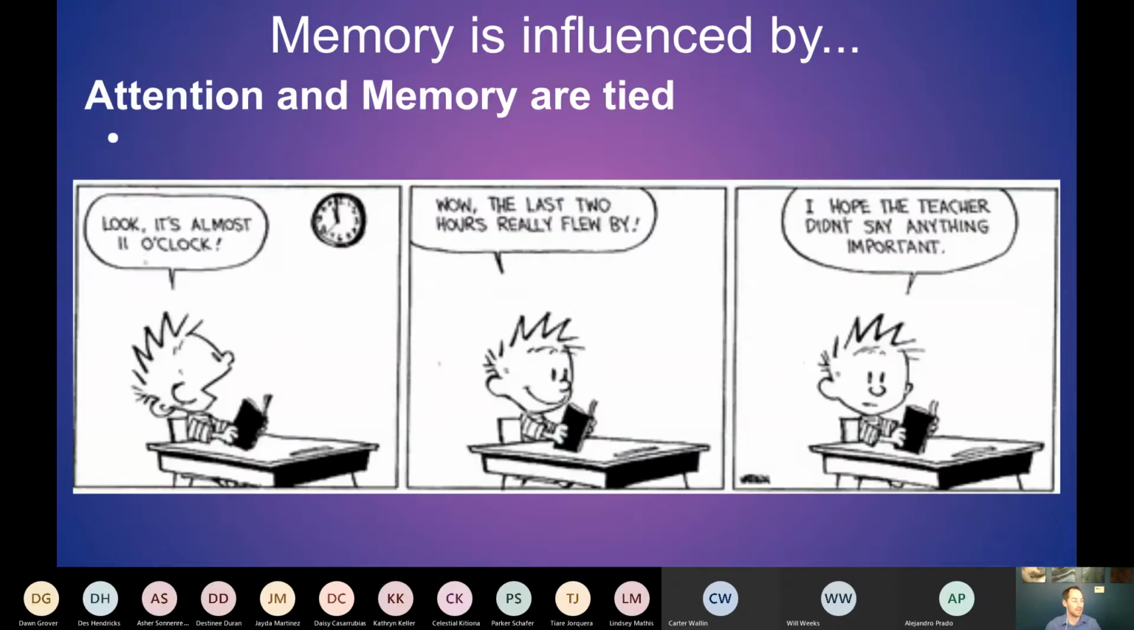So with that, here is a nice little Calvin and Hobbes comic. Clearly, Calvin has not paid attention these last 2 hours of class, and so he's hoping the teacher didn't say anything important, because then he would fail another test. So I love Calvin and Hobbes. One of the greatest comic series ever, I think. I've been reading it with my daughter too.